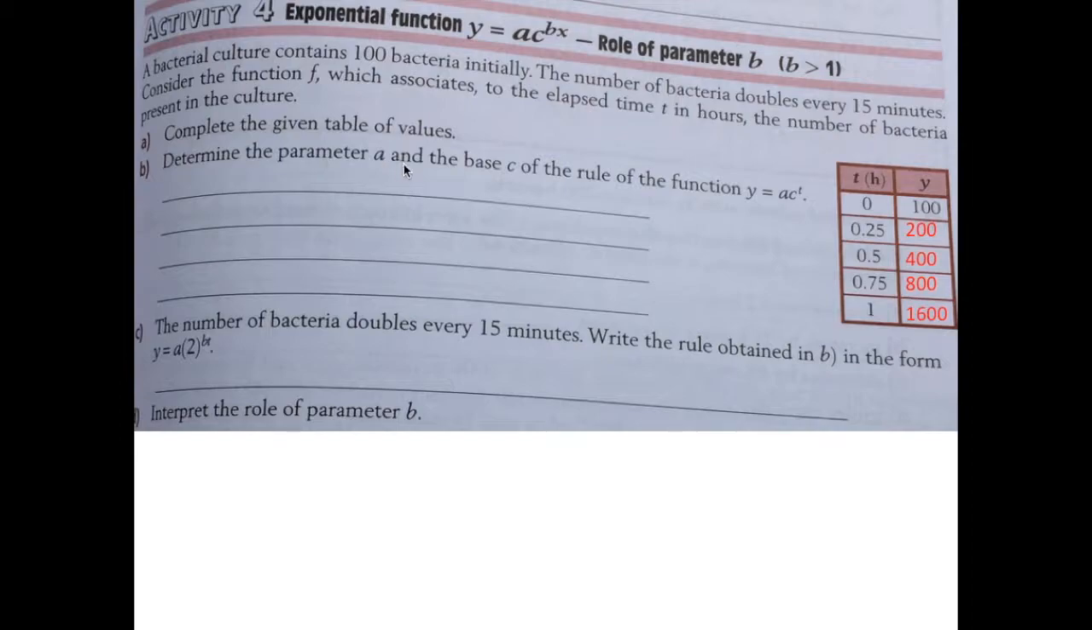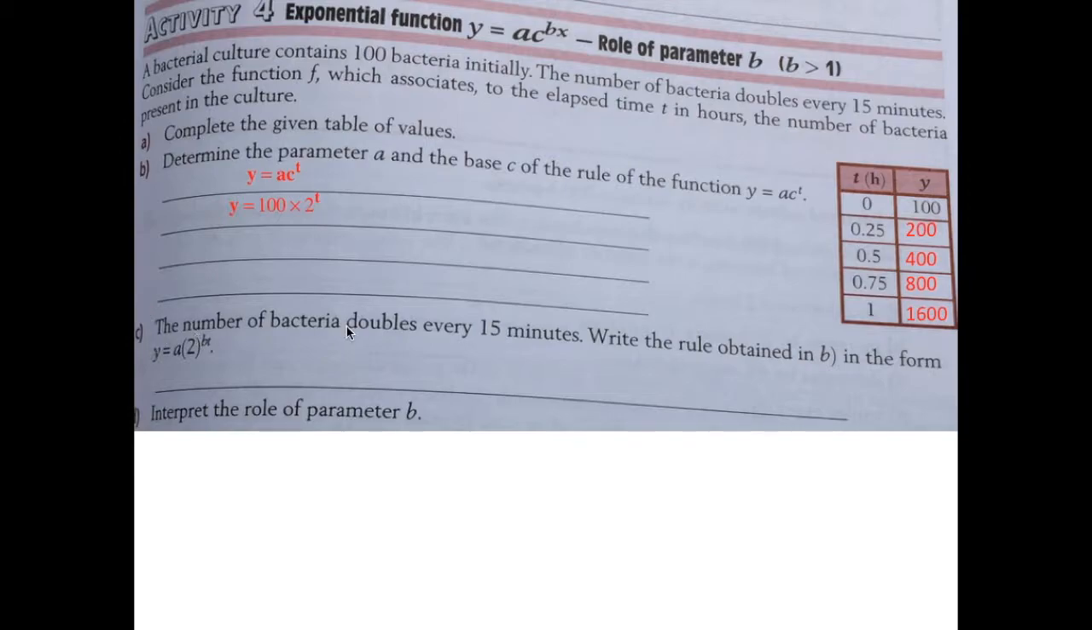Determine the parameter a and the base c of the rule of the function y is equal to a times c to the power of t. I'm going to replace everything I know. So the y is the final amount. I'm going to keep that as y, but the a is the initial amount. It's 100. The c, it's doubling, so that's going to be 2. So we're going to have y is equal to a c to the power of t, which is going to be 100 times 2 to the power of t.